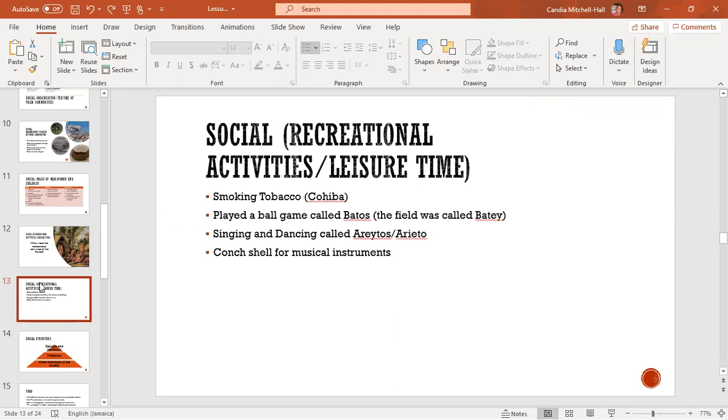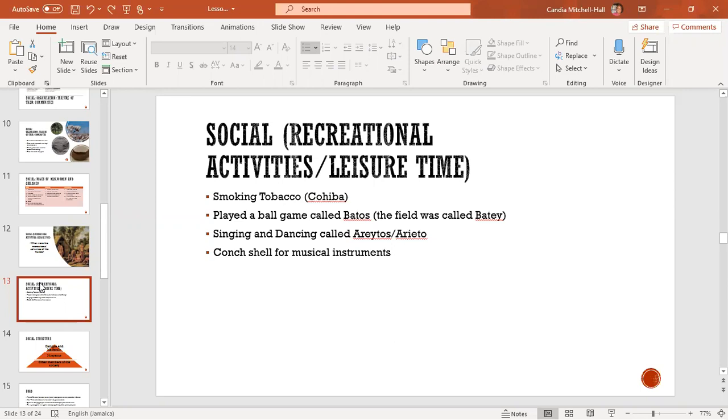Please notice the words, because sometimes in the exam they put the indigenous word and ask what the meaning of these words is. The smoking of tobacco. They also had a ball game, which was like football, with two teams. It was Batos, and the field was called Batey. They also had singing and dancing. When they sang and danced together, it was called Areito. So that was their recreational activity.